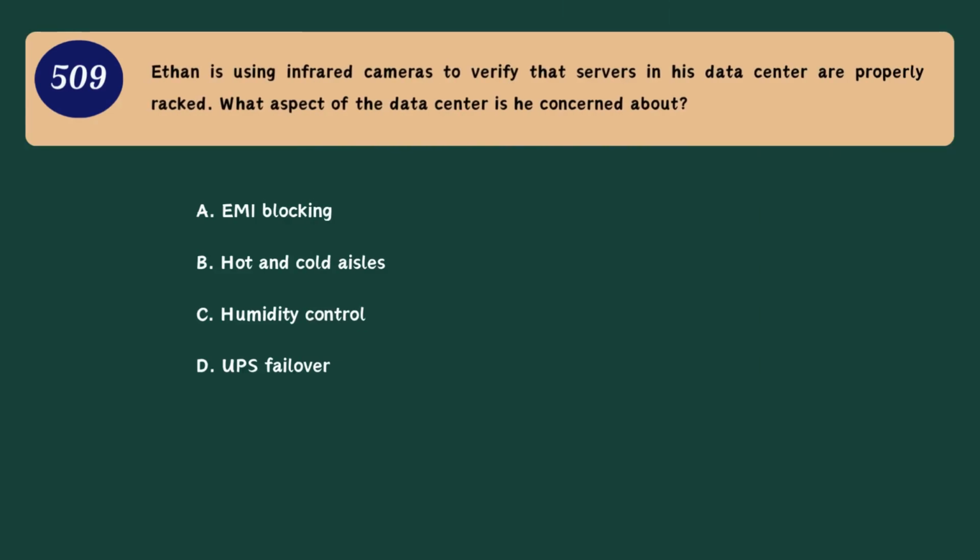Question 509. Ethan is using infrared cameras to verify that servers in his data center are properly racked. What aspect of the data center is he concerned about? A. EMI blocking. B. Hot and cold aisles. C. Humidity control. D. UPS failover.